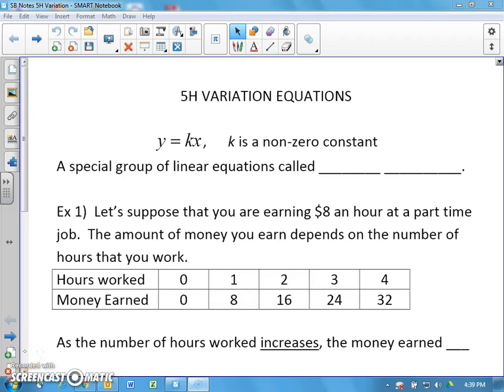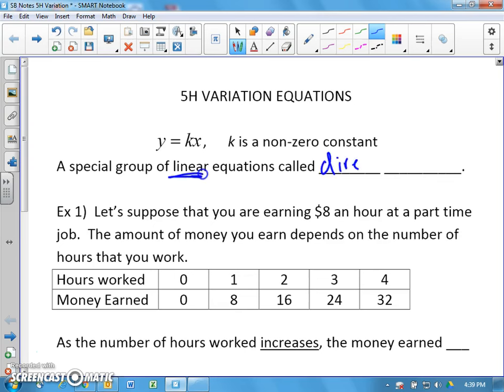In this unit section, we are going to be looking at variation equations of different types. The first one we're going to look at is of the form y equals kx, where k is a non-zero constant. This is a special group of linear equations, meaning that they would form lines, and these are called direct variation problems.